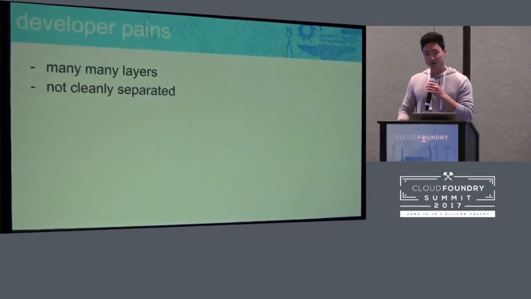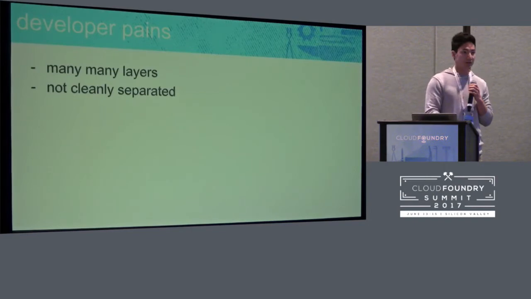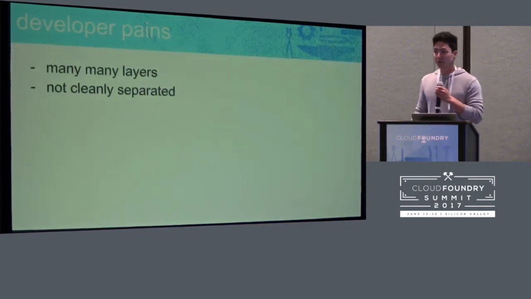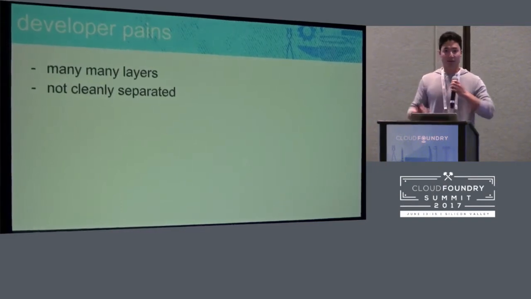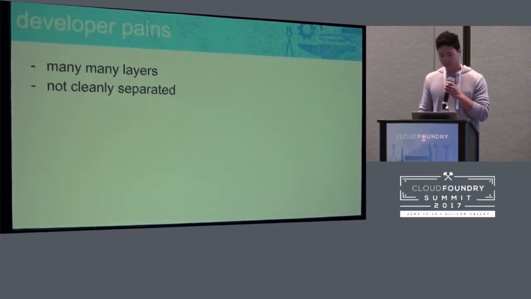Okay, so now let's go a little more into the developer pain points. On the code side, there are many, many layers, and they're not cleanly separated. This makes it very difficult for developers to test in a black box setting. It makes it basically impossible to write unit tests. You're essentially writing integration tests all the time.